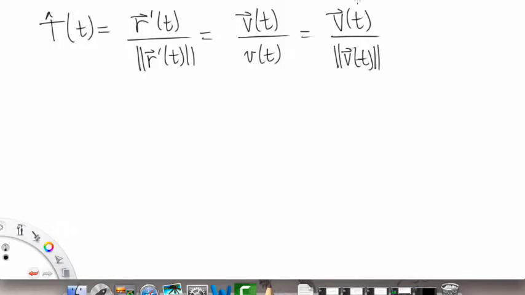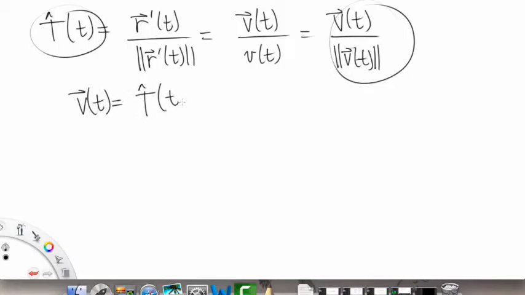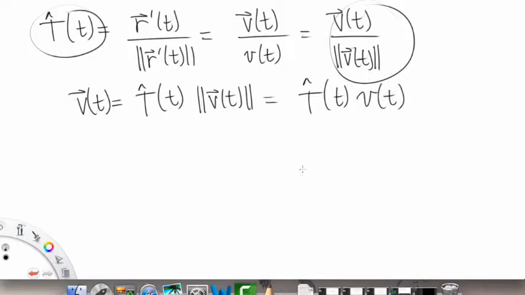And the important one here is, we're going to take the left side and the right side that we arrived at, and rearrange it to say that v of t, our velocity vector, is equal to the unit tangent vector times the magnitude of the velocity vector, which another way to write that is the unit tangent times speed. Okay?